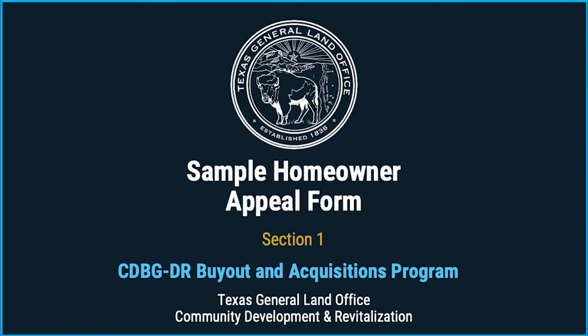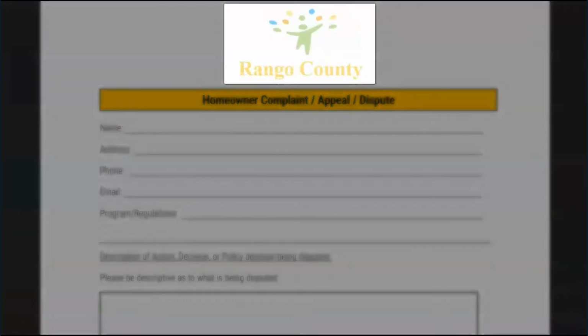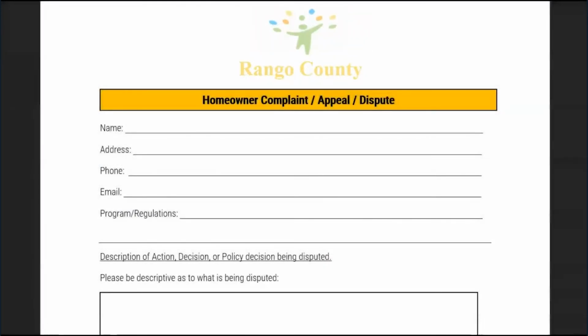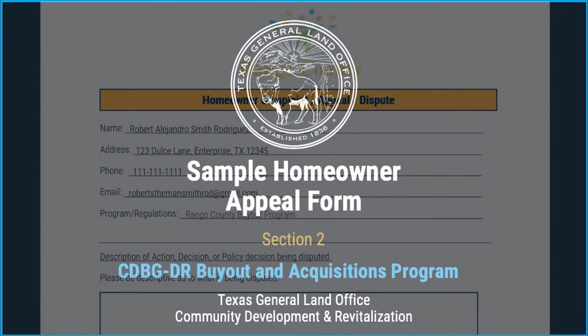To begin, the form should be placed on subrecipient letterhead. Then, the first section of the form should include the full name of the homeowner making the complaint, appeal, or dispute, and all contact information. In the sample form, the homeowner can input contact information, such as phone number and email, where they can be reached. The homeowner should also input the address of the buyout or acquisition property in question. Then, there should be a place for the homeowner to input the program that they are making the dispute to.